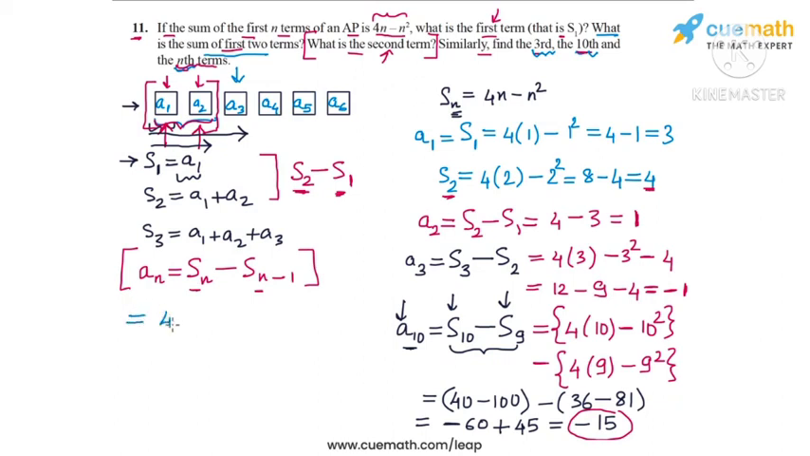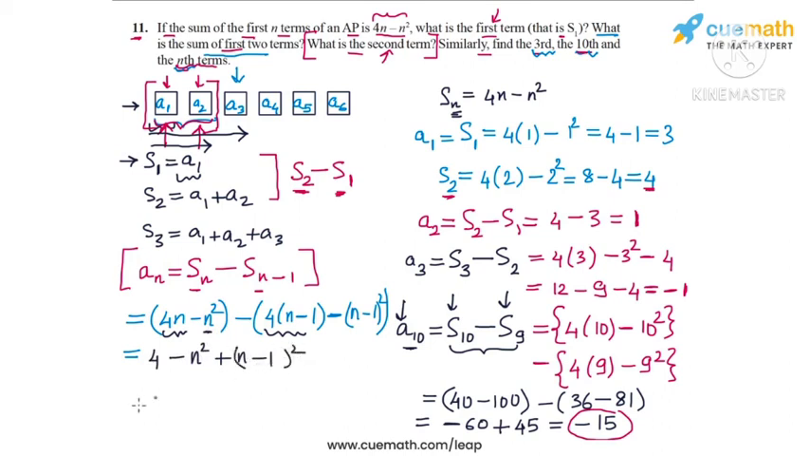So Sn is 4n minus n square, and Sn minus 1 is 4 times n minus 1 minus n minus 1 square. So this is how we will find an. So now we can find 4n minus 4 times n minus 1. So that will be equal to 4. And then we will have minus n square plus n minus 1 square from the second bracket.